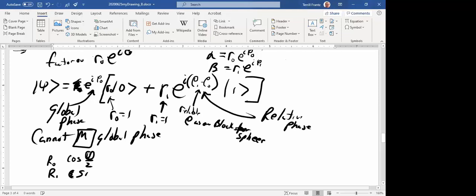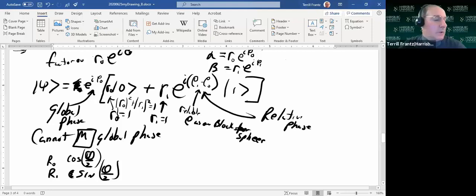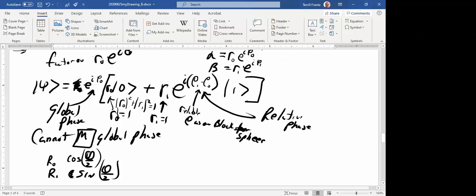Sine, yeah. Okay. And sorry, when I said R0 equals 1 and R1 equals 1, it's R0 squared plus R1 squared that has got to equal 1, which is your probability normalization thing. That's when you can understand why, instead of R0, you use cos theta over 2, because then you end up with cos squared something plus sine squared something equals 1, which is a trig identity. And the reason that it was theta over 2 rather than just theta is a whole side discussion for another day.